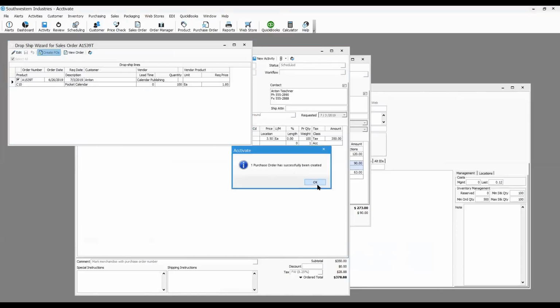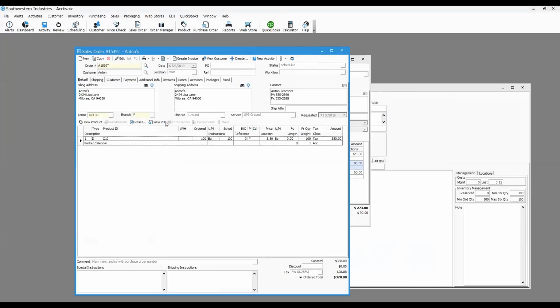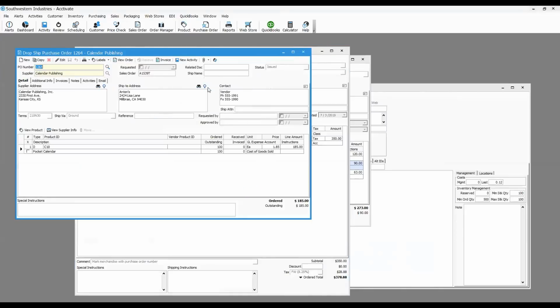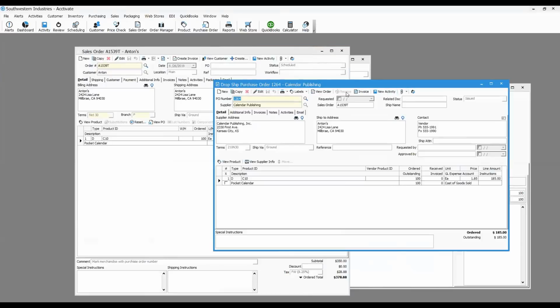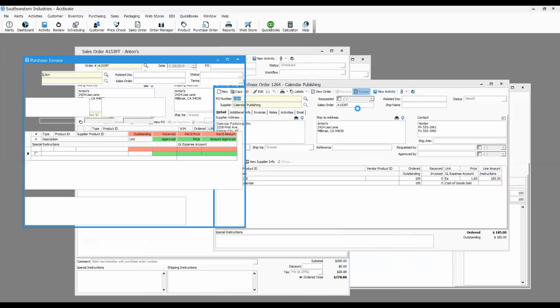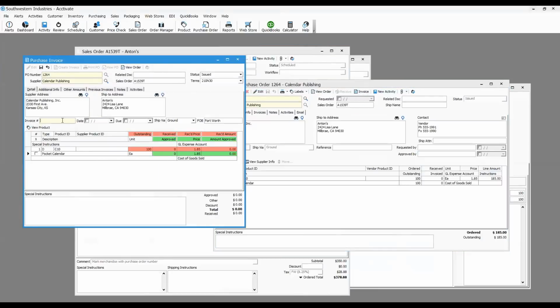Create PO. Okay, so I've created a dropship PO, but you'll notice that the receive button is grayed out. I'm never going to receive this. I'm strictly going to go straight to a vendor bill on this because I'm not receiving it. There's no physical action for me to receive this thing.